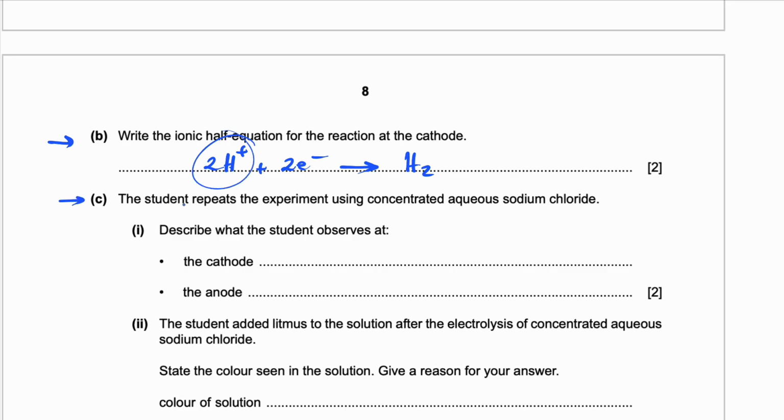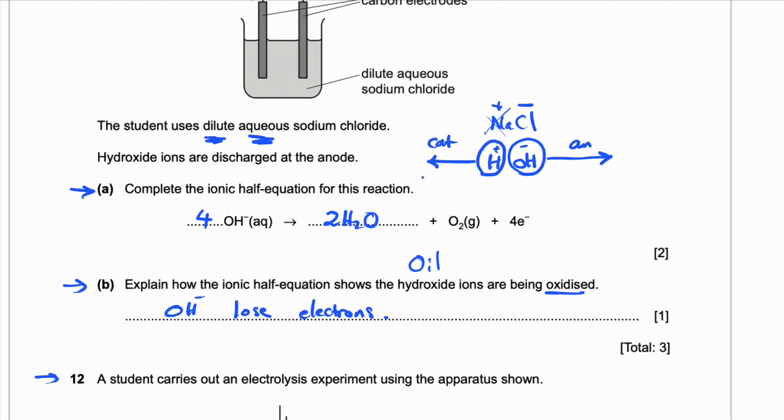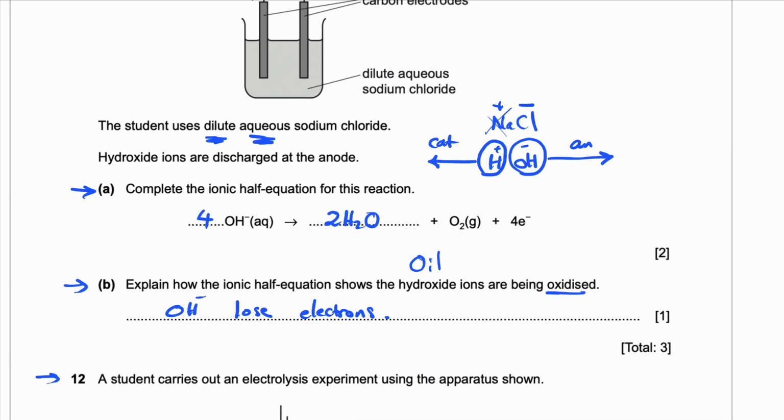Next, the student repeats the experiment using concentrated aqueous sodium chloride. So instead of having dilute, concentrated. And you know the difference between them. In case it's concentrated, now chlorine will get discharged in preference of the hydroxide ion. So now chlorine will get discharged. In concentrated, the chloride ion is going to get discharged in preference of the hydroxide ion because it's concentrated now. So chloride gets discharged into chlorine.